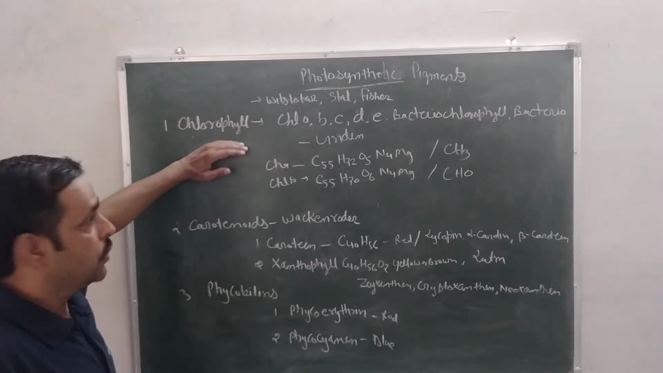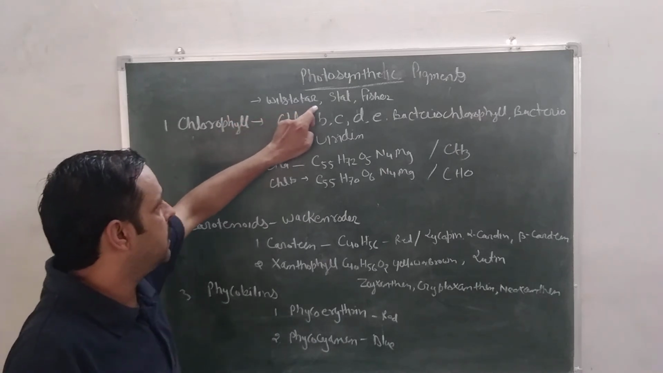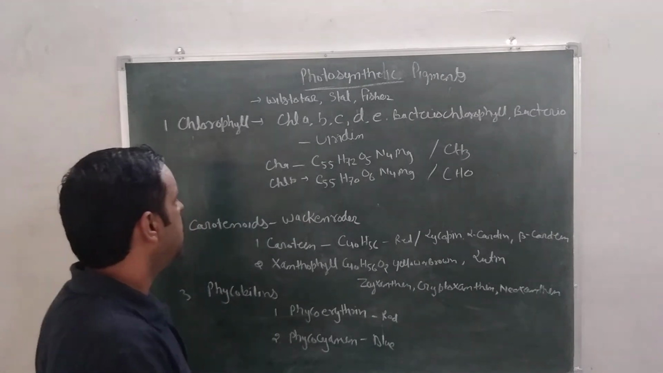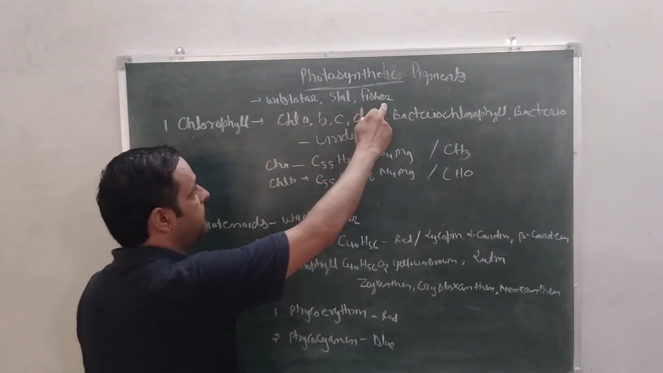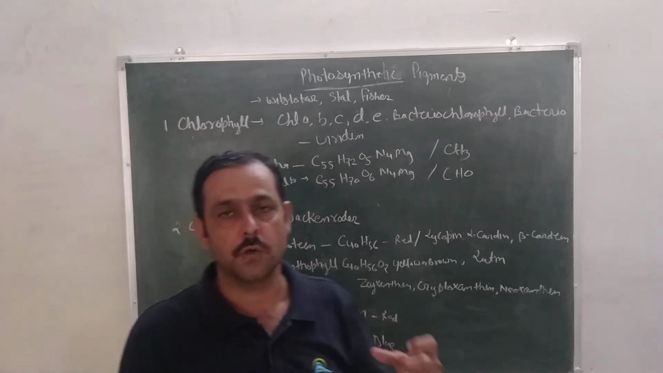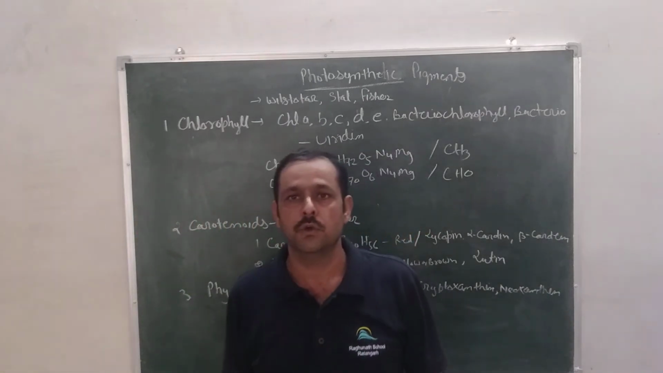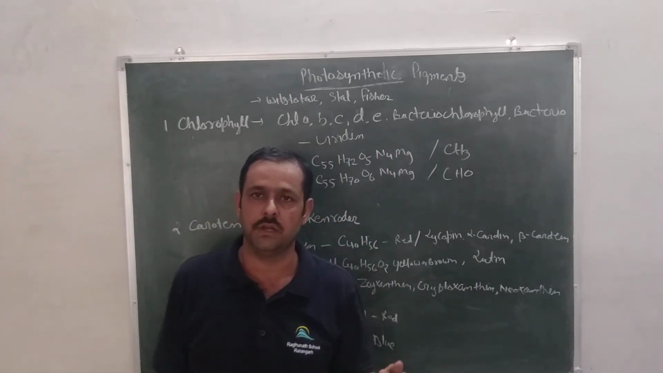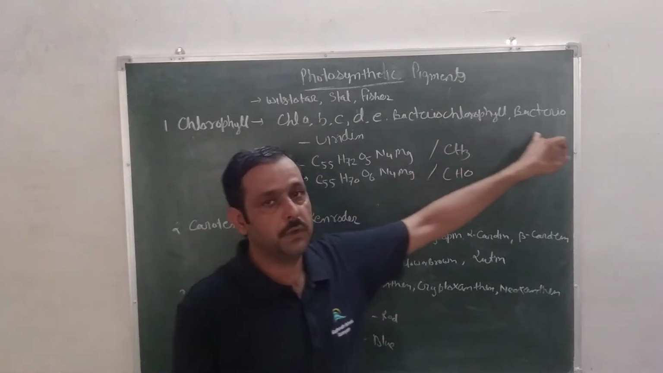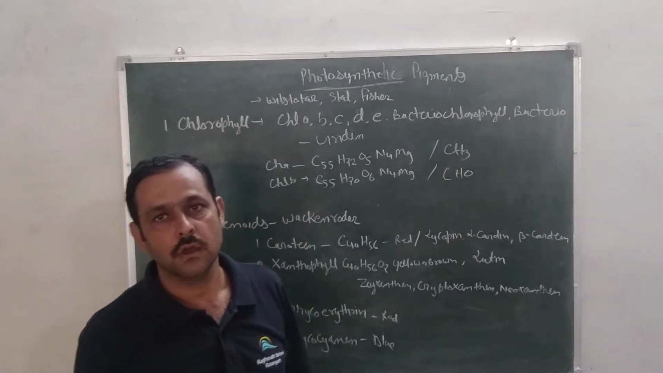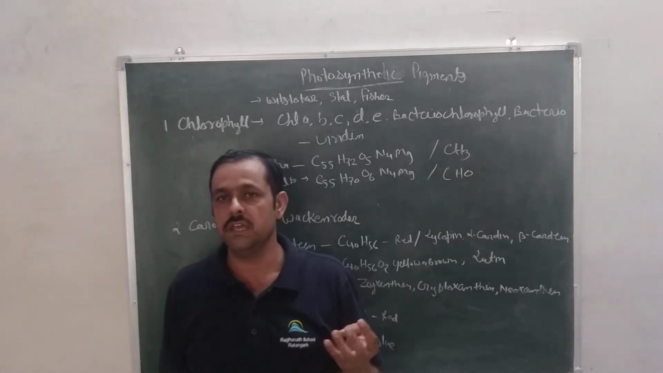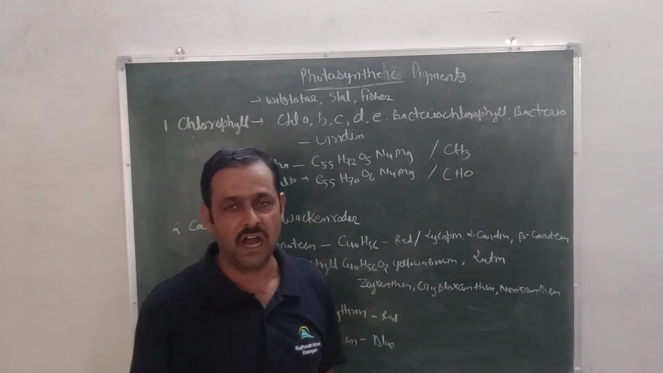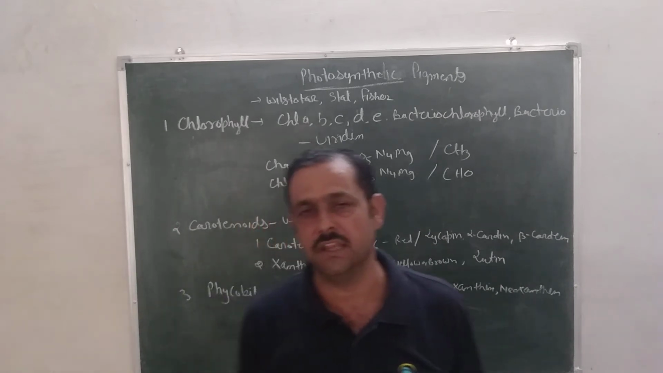Chlorophyll, first of all, was discovered by Willstätter, Stoll and Fisher. There are 7 chlorophyll molecules present in the plants, which are chlorophyll A, chlorophyll B, chlorophyll C, chlorophyll D, chlorophyll E and bacteriochlorophyll and bacterioviridin. Means chlorophyll A, B, C, D, E and bacteriochlorophyll and bacterioviridin are the chlorophyll molecules.